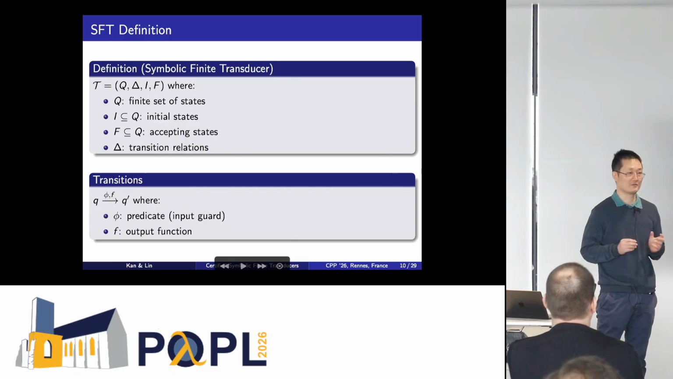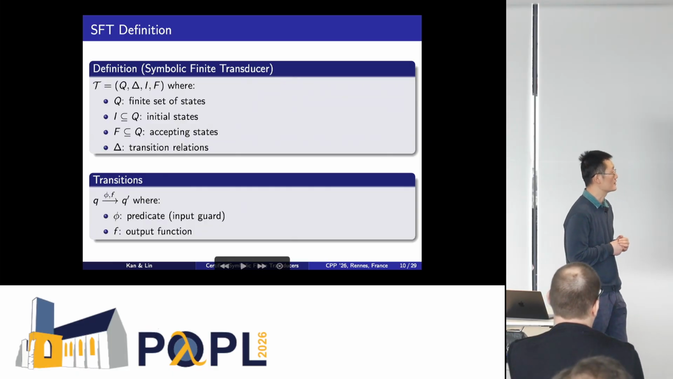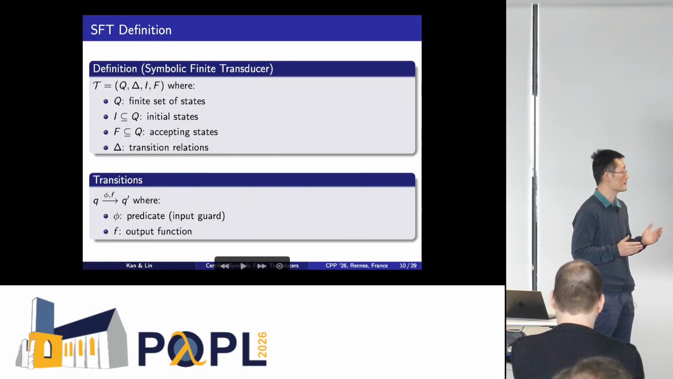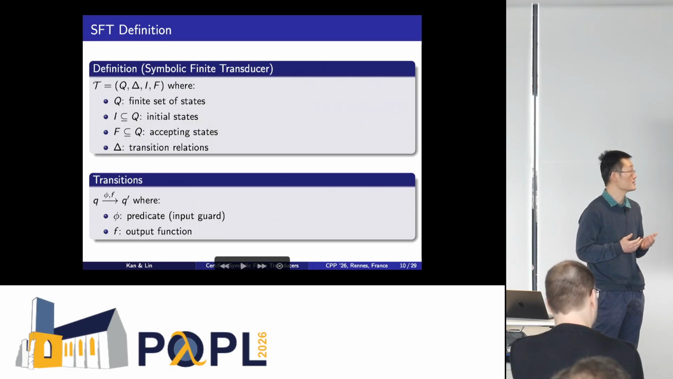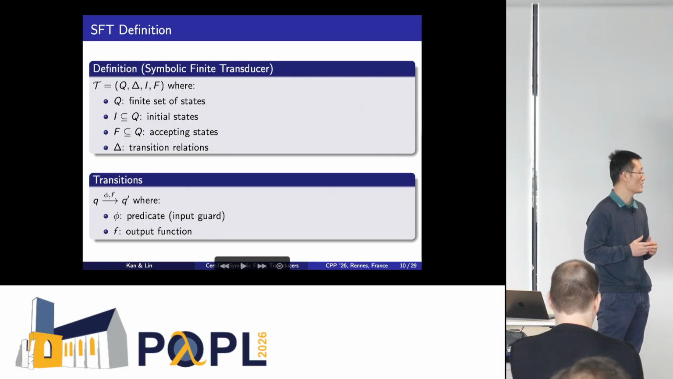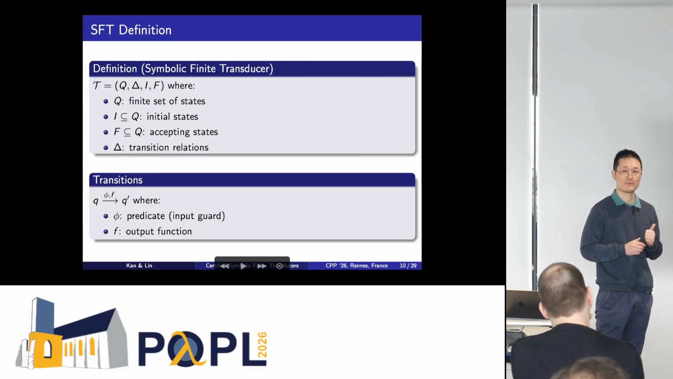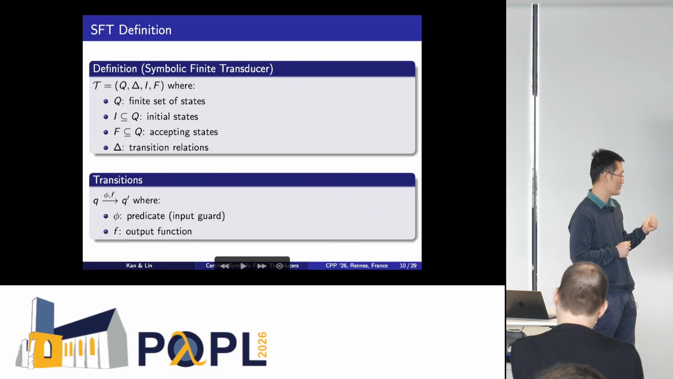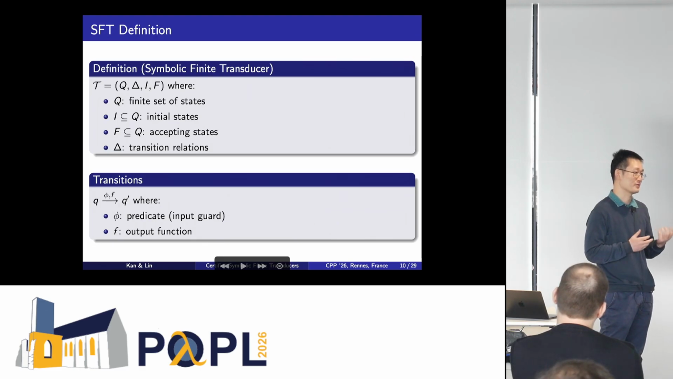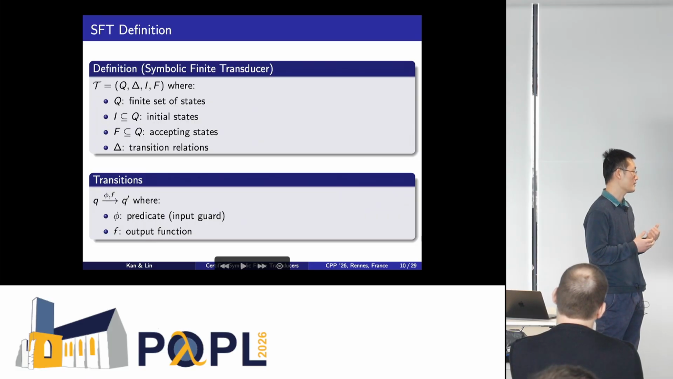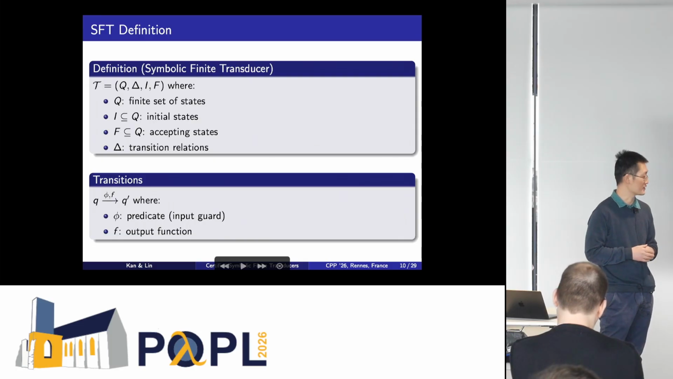Okay, now we give the formal definition of the transducer. For the states, it's quite classic, like NFA, DFA. Q is the set of states, I is the initial state, and F is the acceptance states. The only difference is the transition relation. In the symbolic setting, the transition has two parts. First is predicates; we try to match a character using predicates. And the second one is the function f, the output function.